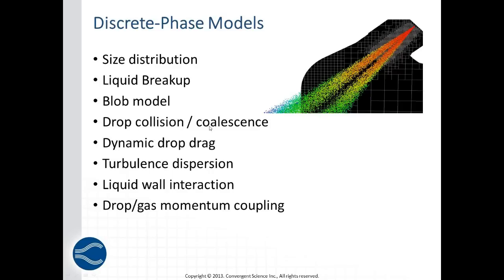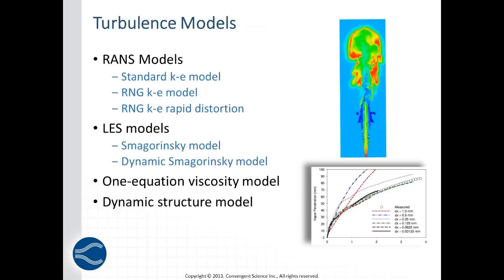We have droplet collision and coalescence models, certainly turbulence dispersion. I also have a liquid wall interaction model. It's very important in IC engine modeling, but may be of interest to people on the gas turbine side or burner side. Turbulence models, we certainly have our list of turbulence models, not only RANS and LES. I showed you a lot of LES models today, so certainly we have those capabilities as well.